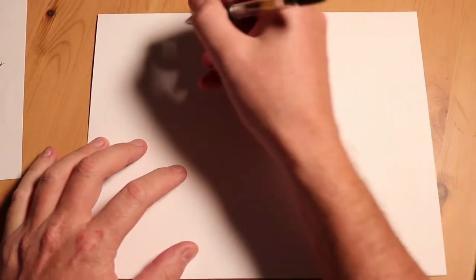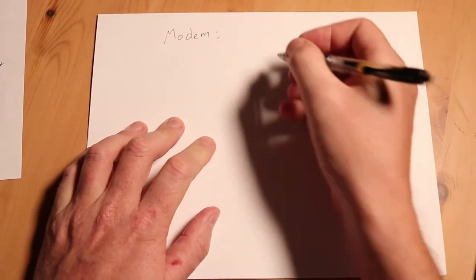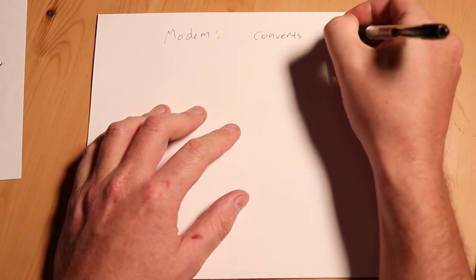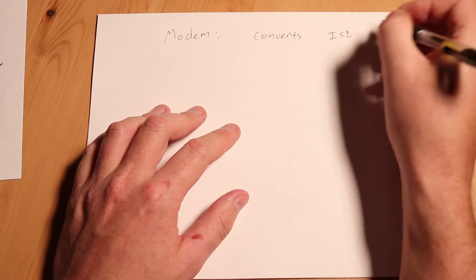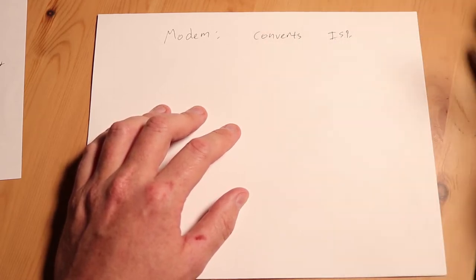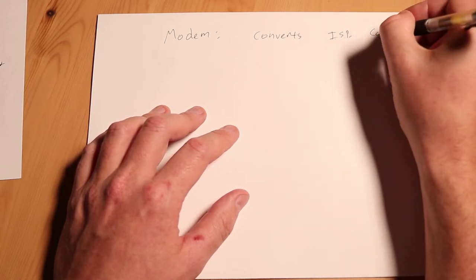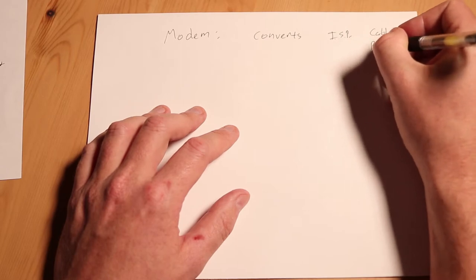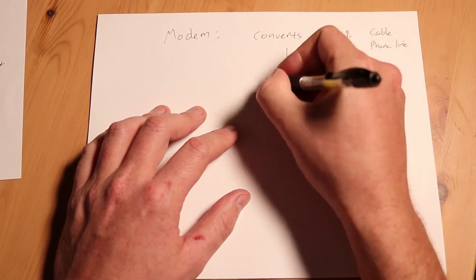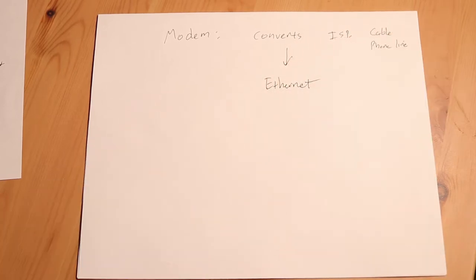So we have a modem. And what a modem does is it converts the ISP signal, your internet service provider signal, or whatever medium the internet comes in on, could be a cable or a phone line, and it converts it to Ethernet. Okay? That's what your modem does.